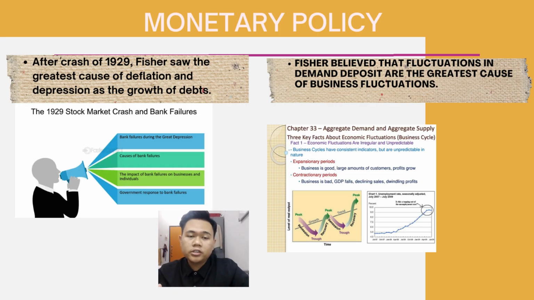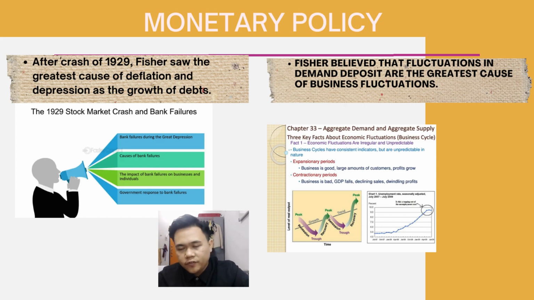After the crash of 1929, Fisher saw the greatest cause of deflation and depression as the growth of debt. Why the crash of 1929 occurred has four parts. First is the bank failures during the Great Depression. Second, the cause of bank failures. Third is the impact of bank failures on business and individuals. And the last one is the government response to the bank failures.